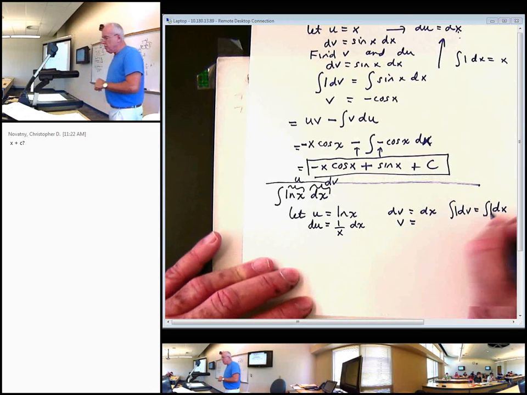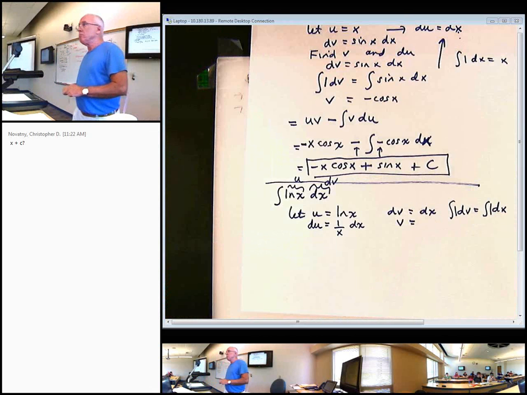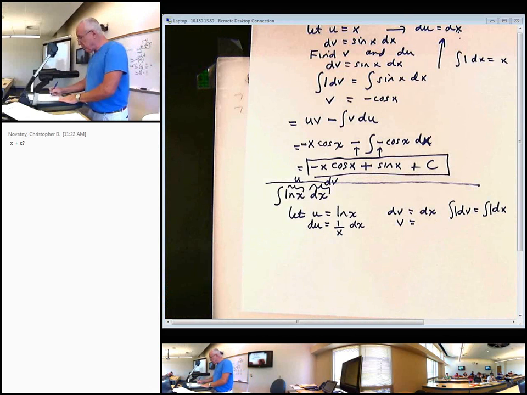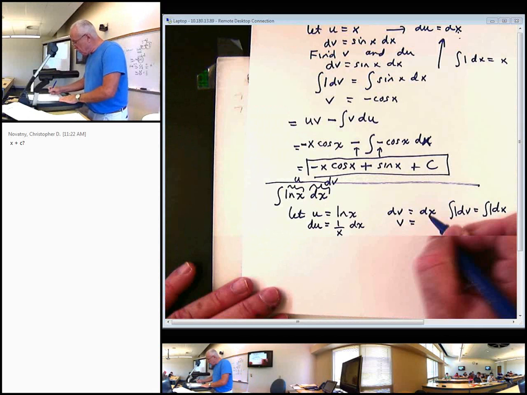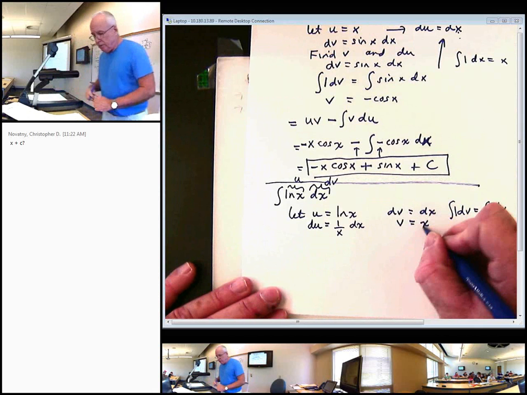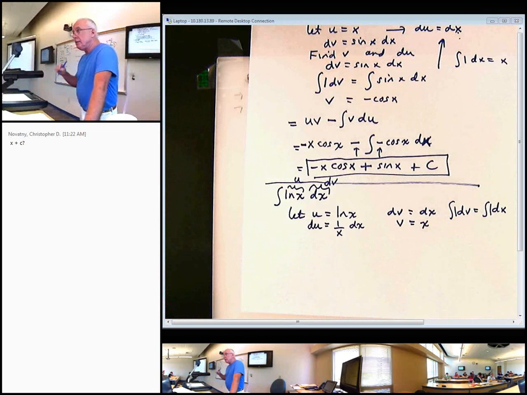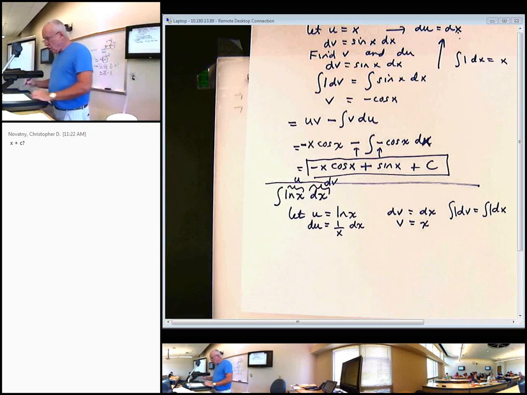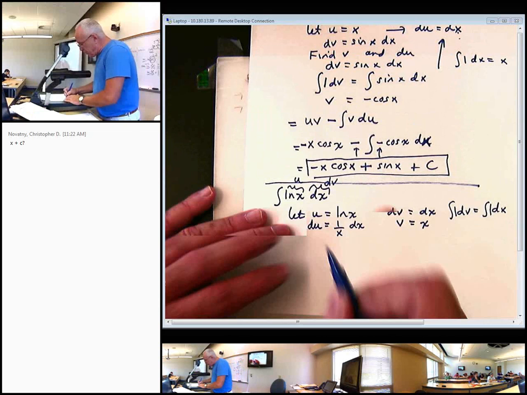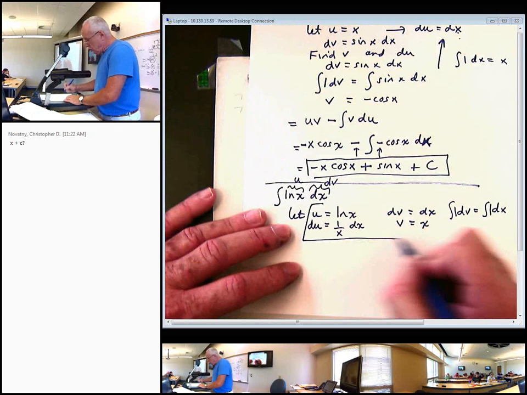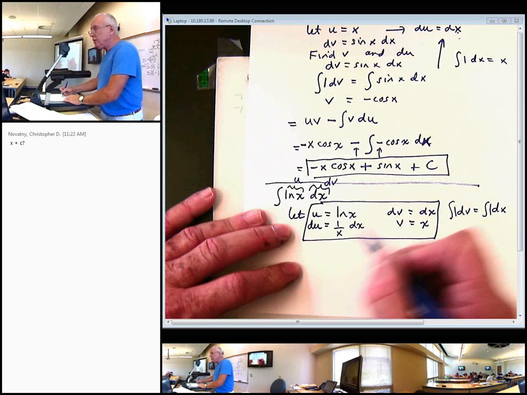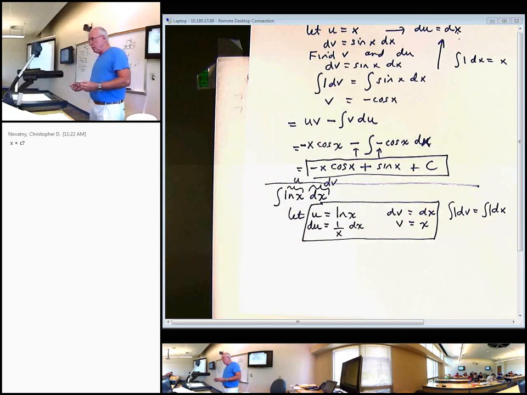And what do I come up with for v then? x. The antiderivative of 1 times dx is x. Right. So we have to do that antiderivative to get the v. We go from dv to v. We have to have all these four components, u, du, v, dv, in order to use the formula.